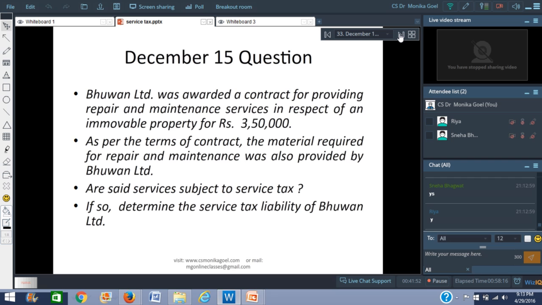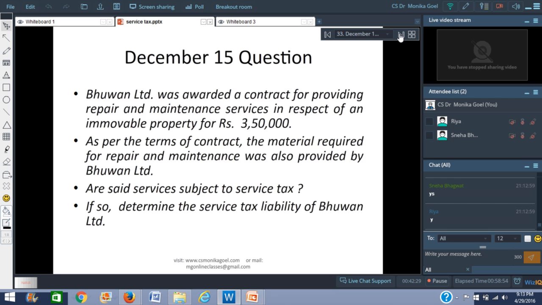So on this, there was a question in the last examination. Bhuvan Limited was awarded a contract for providing repair and maintenance services in respect of an immovable property for rupees 3,50,000. Repair and maintenance for an immovable property, and we generally do that, isn't it? Like if I have got a property and it needs repair and maintenance, I generally call a contractor and tell him to do this, that, and I tell him that okay, you only get the goods and you only get the labor and you only do everything, and this is the amount that I'm going to pay to you. This is something which is very common.